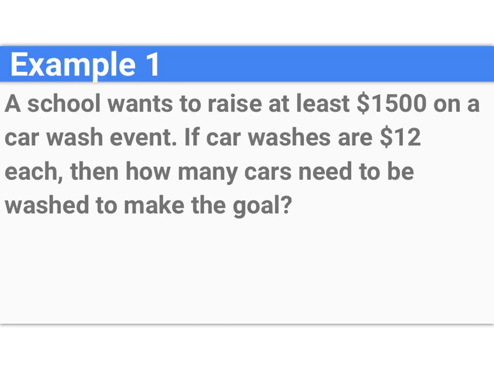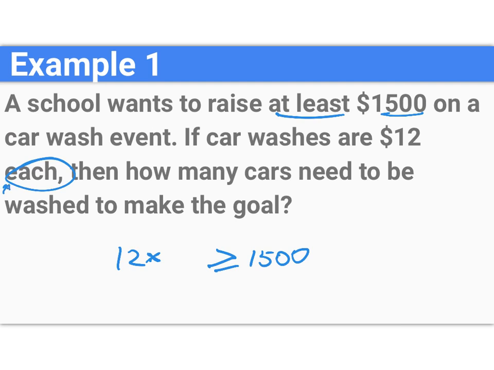Okay. A school wants to raise at least, and at least is a comparison word, 1,500. So what do we do with at least? The lowest amount. So every number bigger than or equal to 1,500. That's what's on our right side. On a car wash event, if car washes are 12 each, I could write C, I could write W, but I'll just write X. So 12 each.